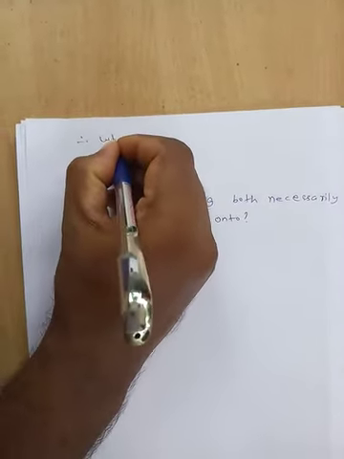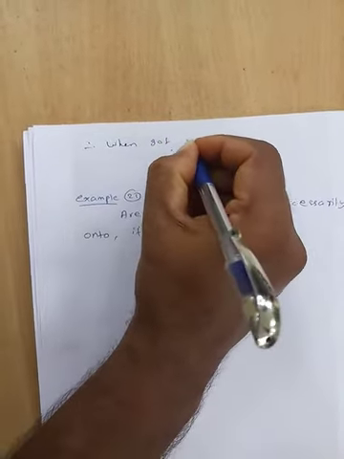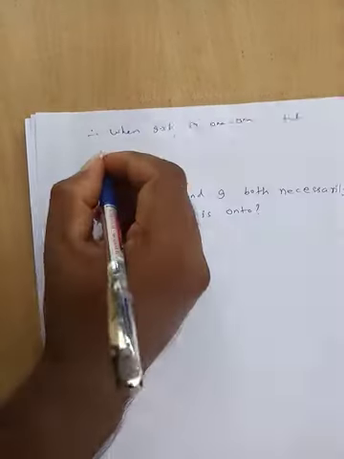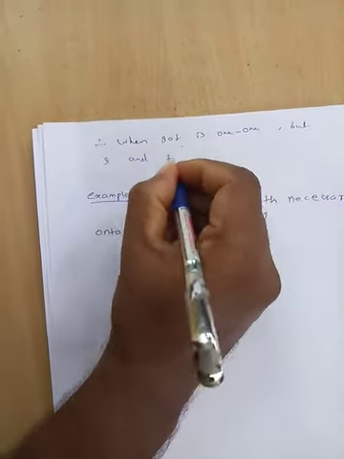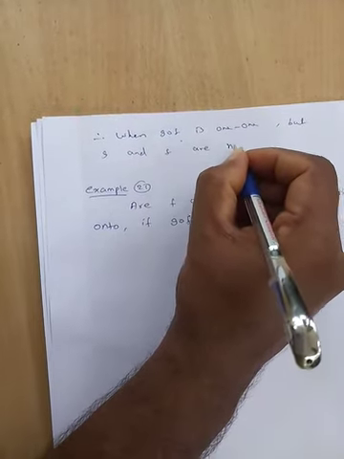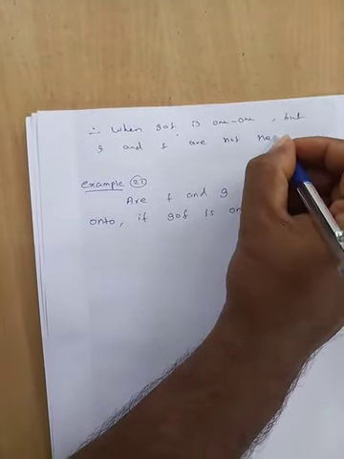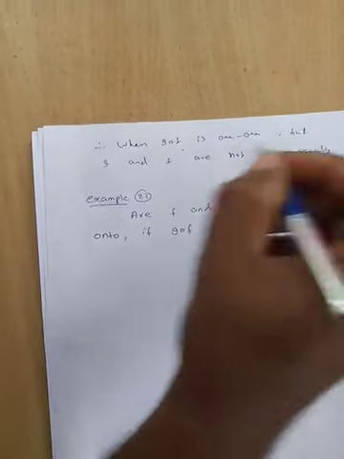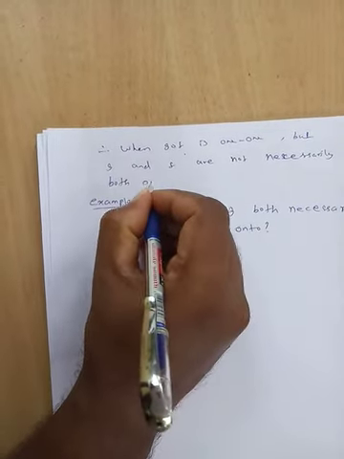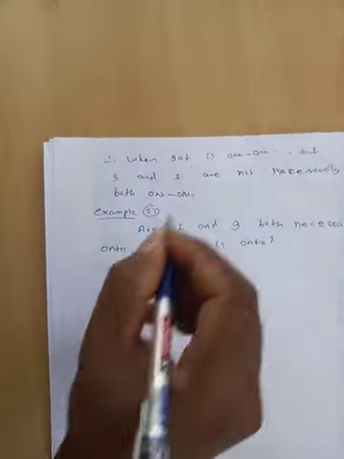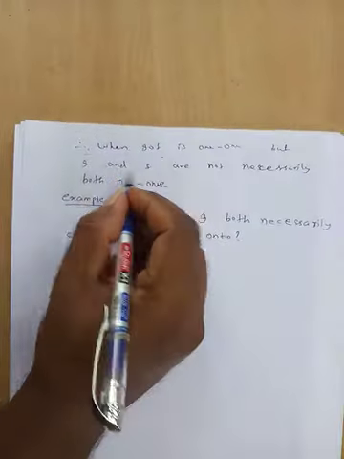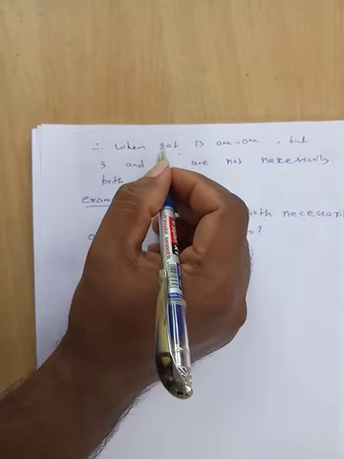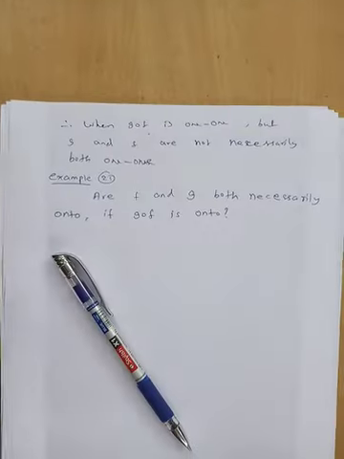Therefore, when g composition f is 1 to 1, f and g are not necessarily both 1 to 1. Either one of the functions f or g may not be 1 to 1, but g composition f is 1 to 1. Hence the result.